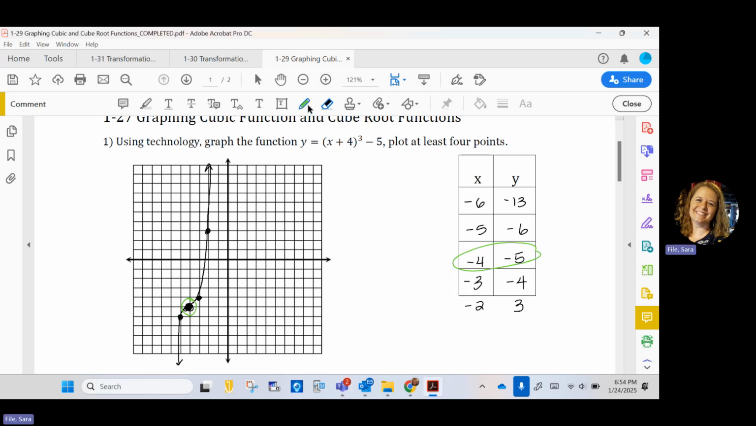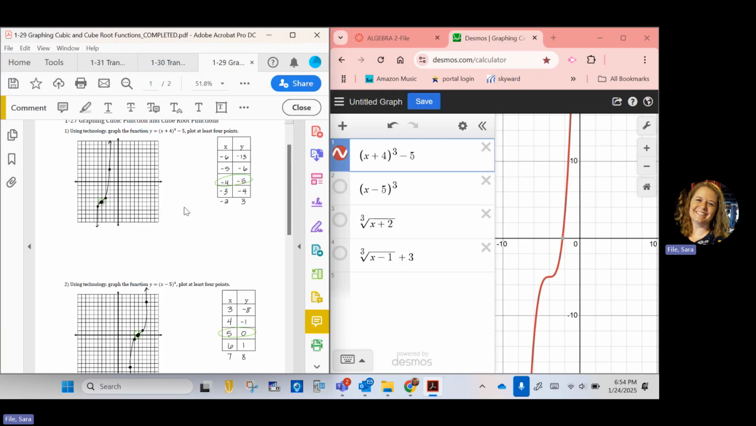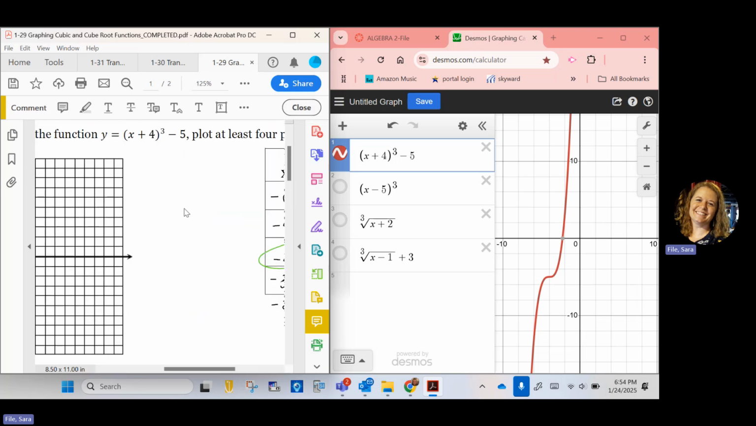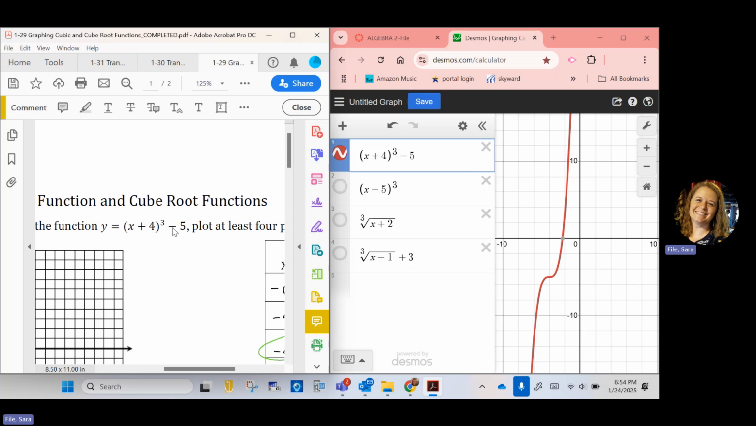So you can see here, I will split screen and show you what I typed in Desmos. The first two functions here are what cubic functions look like. It looks really similar to a quadratic. The only difference is your exponent is a 3 instead of a 2. So it's cubed instead of squared.